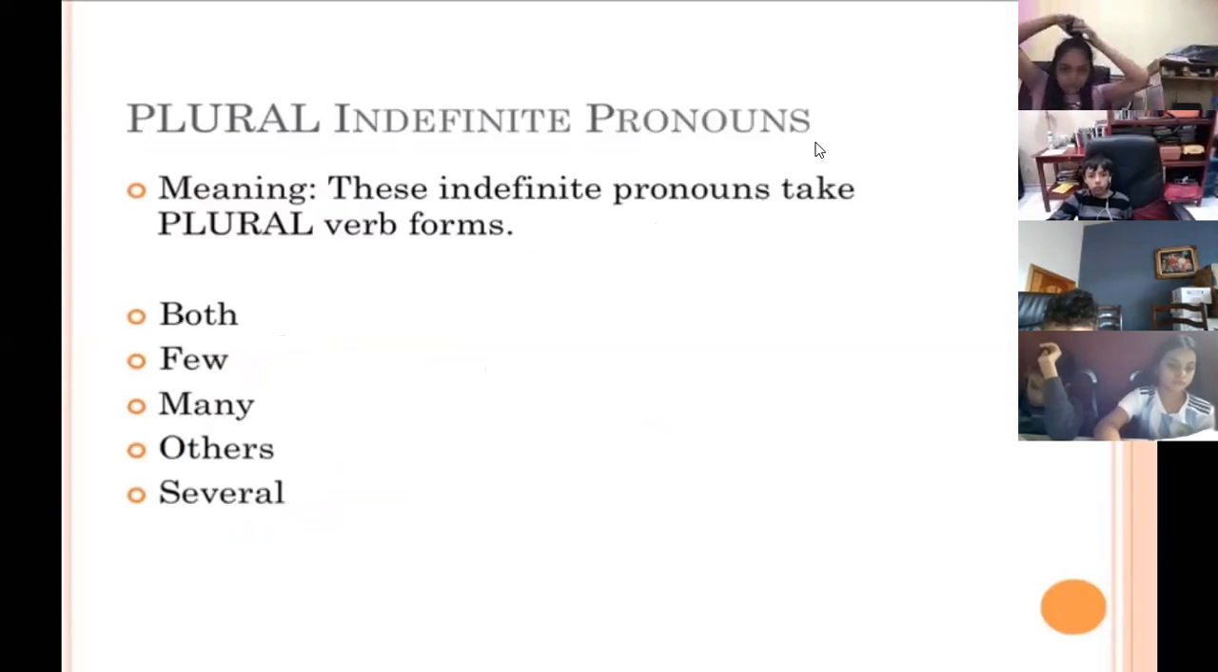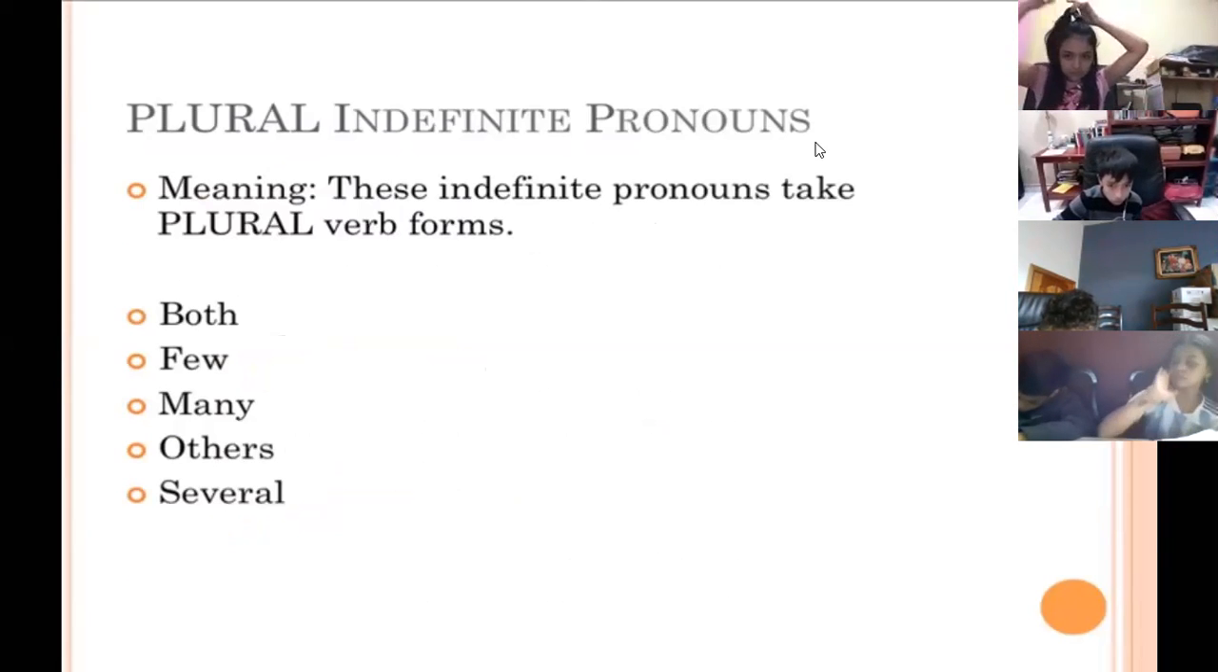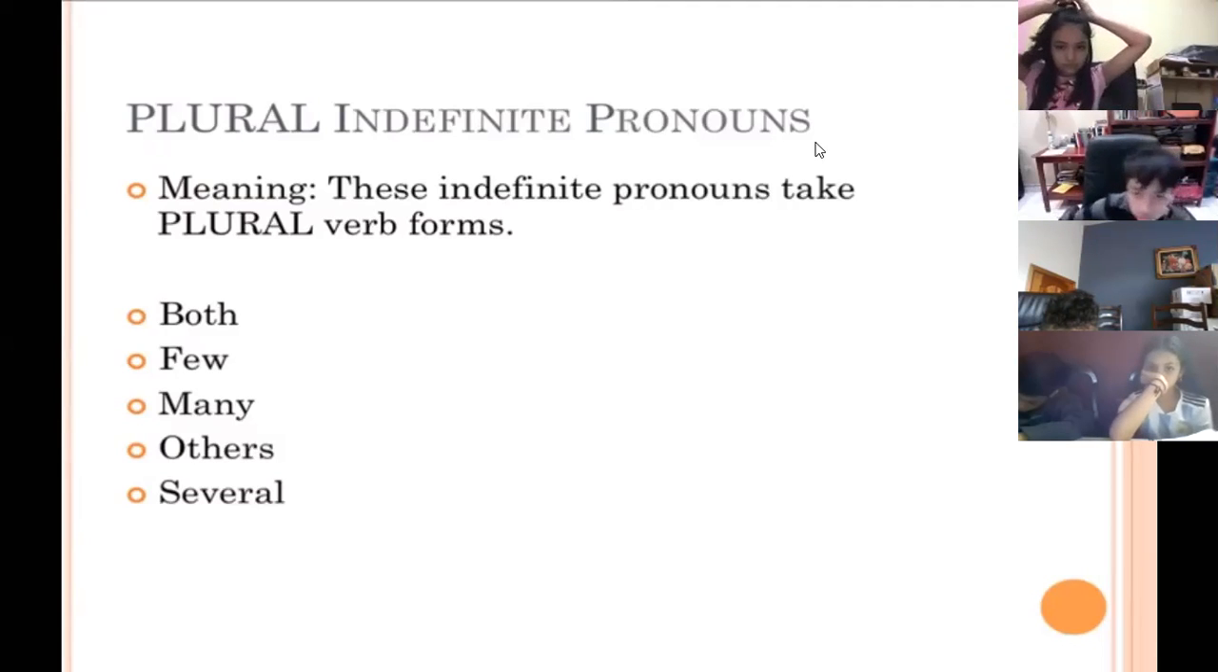This next batch of indefinite pronouns are plural, meaning they will take a plural verb form when they are used as pronouns. So again, go ahead and pause this, write these down in your notes, and we will show some examples in a second.